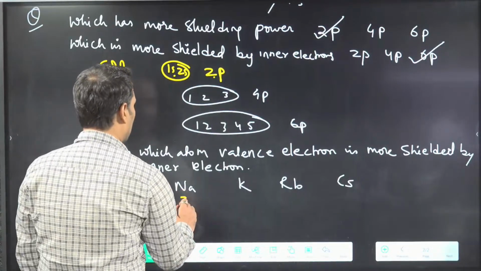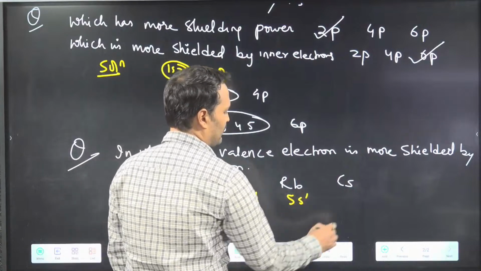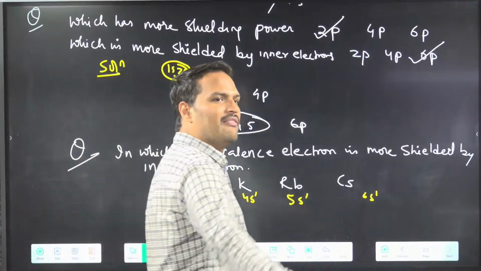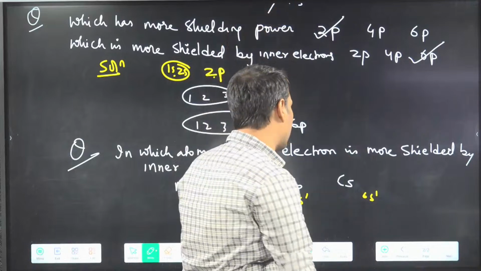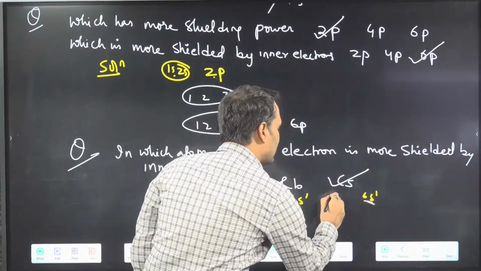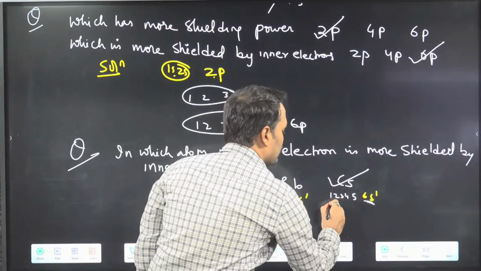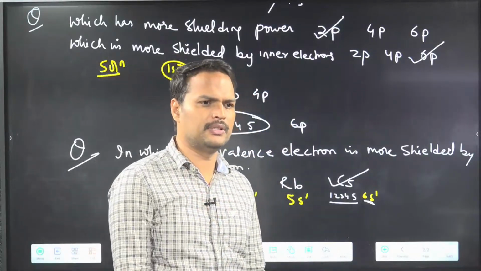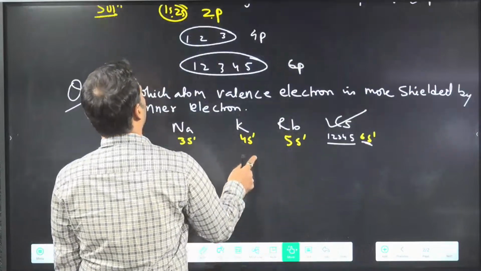In which atom valence electron? What is its valence electron? 3s1. What is its valence electron? 4s1. What is its valence electron? 5s1. What is its valence electron? 6s1. So everyone should write this. So you will say, sir, cesium 6s1 is more shielded by the inner electrons. First orbit is also there, second is also there, third orbit, fourth orbit, fifth orbit. So it is shielded by 5 orbits and their orbitals. Clear? All of you have understood? If you have understood, give a thumbs up quickly.